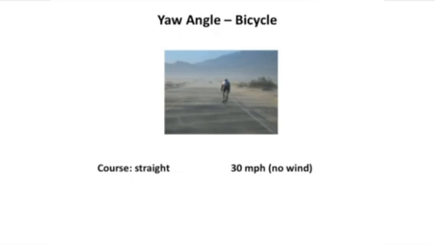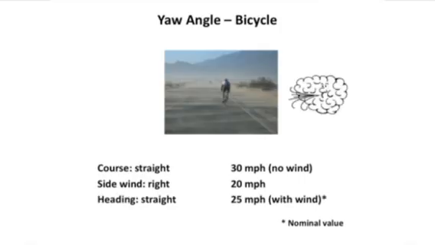Let's say I'm riding on this road here, away from the camera, and I'm riding straight in a no-wind condition, and I'm riding at 30 miles an hour. Here I have a change. I have a side wind. I have a side wind coming directly from the right at 20 miles an hour. At 20 miles an hour, that side wind is going to reduce my speed.